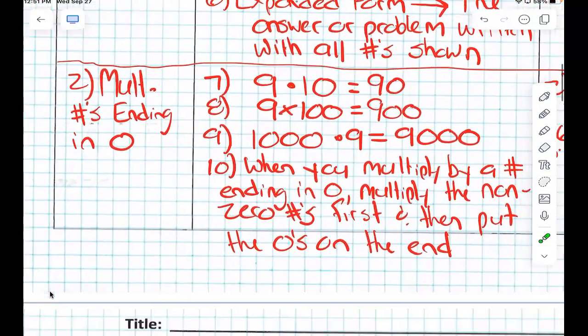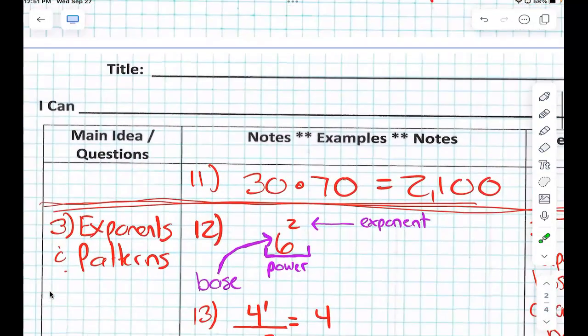All right, a little bit more challenging here. I'm going to scroll all the way down to number 11. I have 30 times 70, yes? Do both of these numbers end in 0? Yes. So let's just multiply my non-zero numbers.